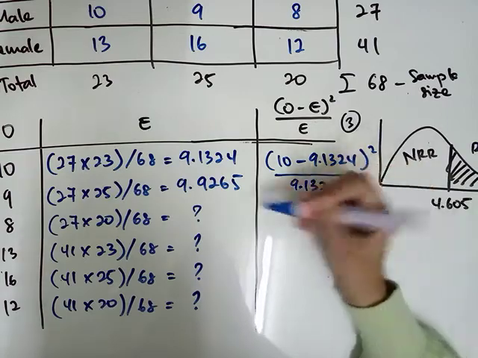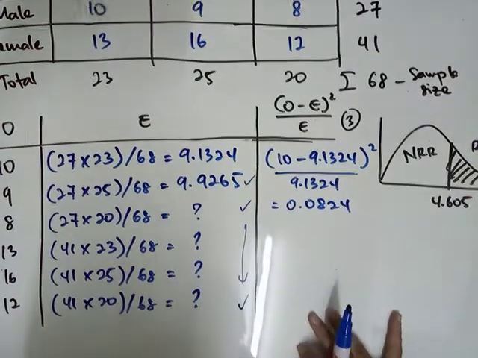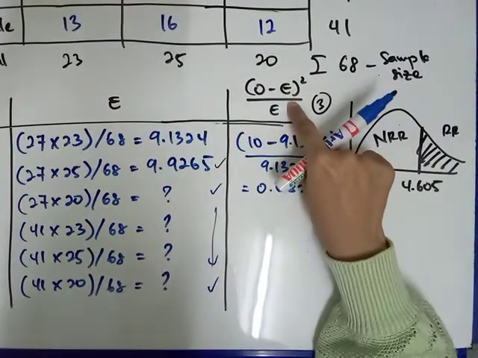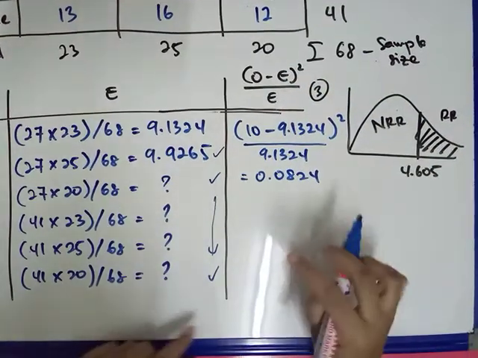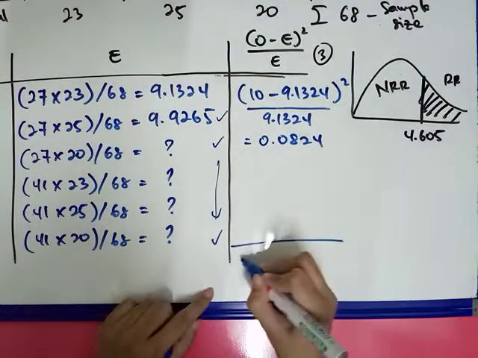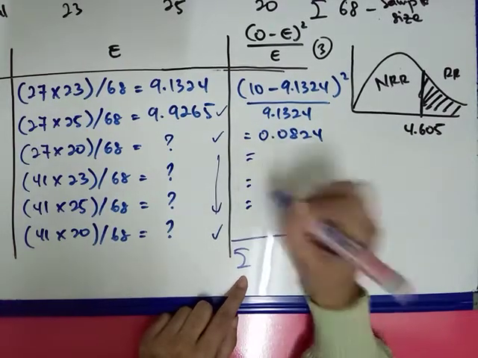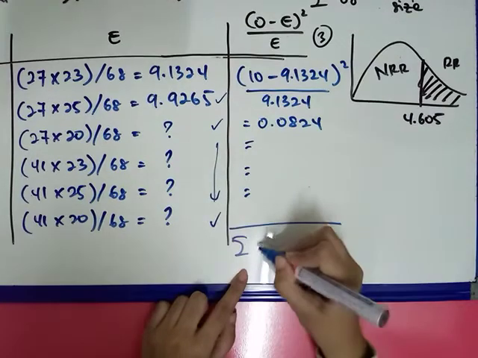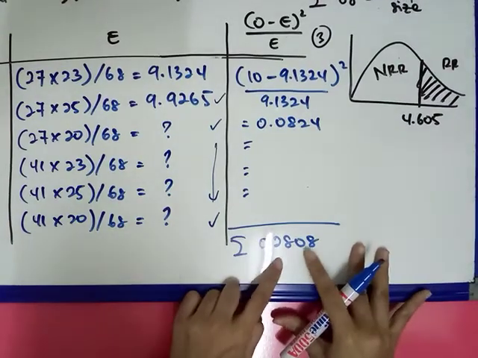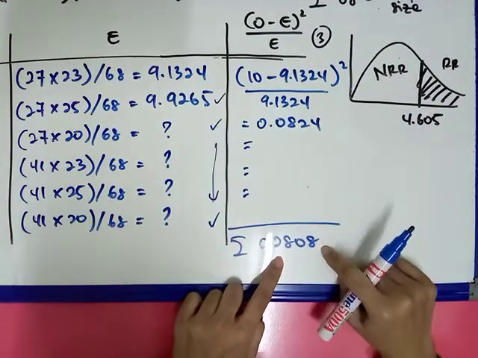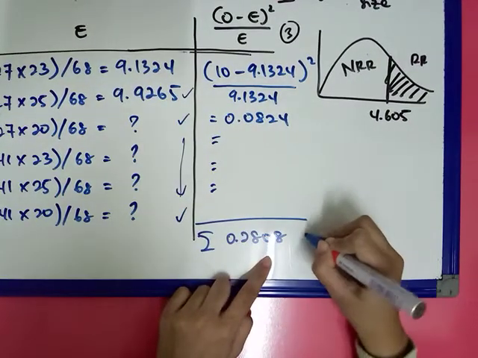Then you need to proceed for second element, third element until the last element. Okay, just follow this formula, O minus E power 2 divided by E. Okay, and then after you have done calculate, you need to total up. Okay, awak dah calculate semua ni. Okay, awak kena total up. Okay, the last answer you will get 0.2808. Okay, try calculate. The last answer 0.2808. So, this value is for the chi-square test.